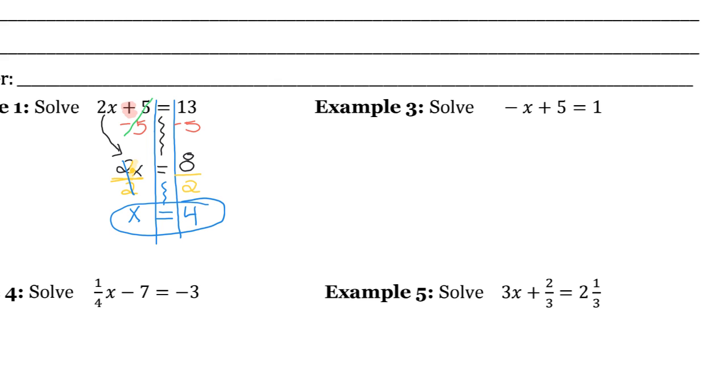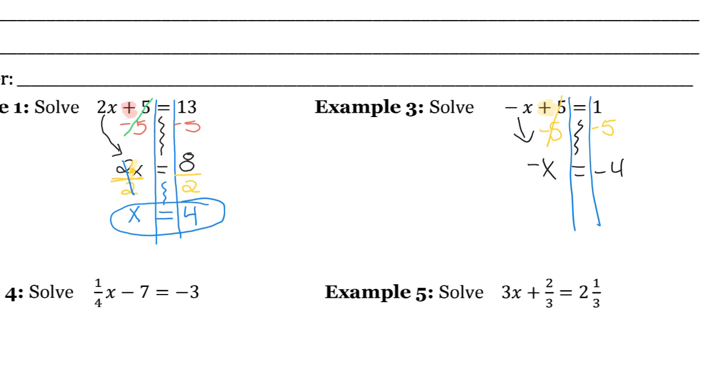All right, so we're going to go over here to example 3, which isn't actually example 3, but that's okay. As always, we draw the river. We have to do the opposite of addition or subtraction first, so we have to do the opposite of adding 5. So we're going to subtract 5 on both sides. Those cancel. We bring down our negative x. Don't lose that negative. Our equal sign flows down. 1 minus 5 is negative 4.